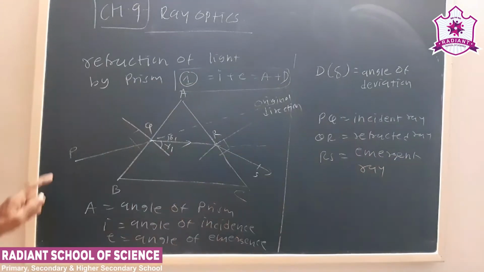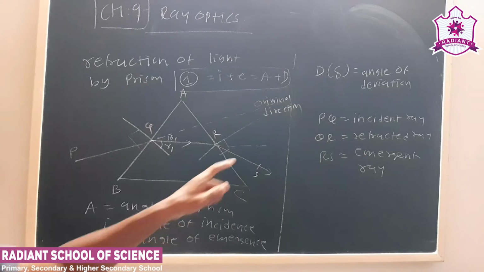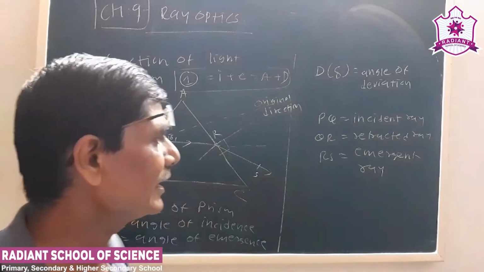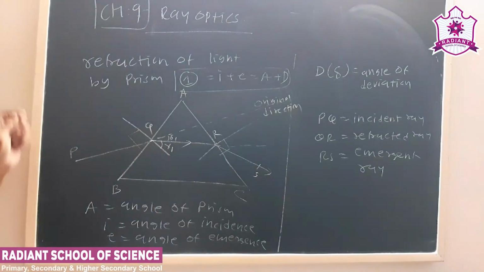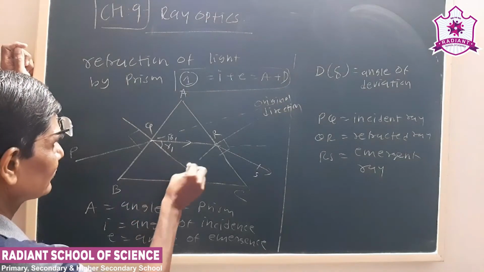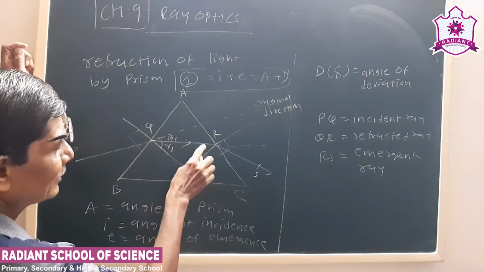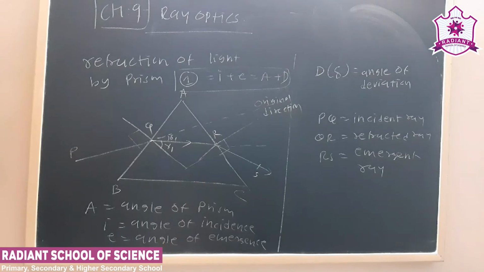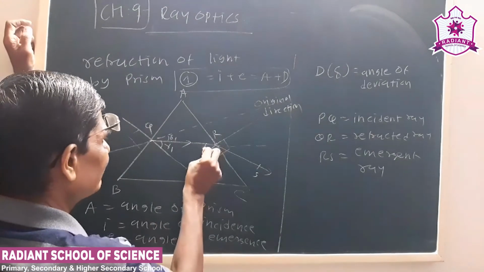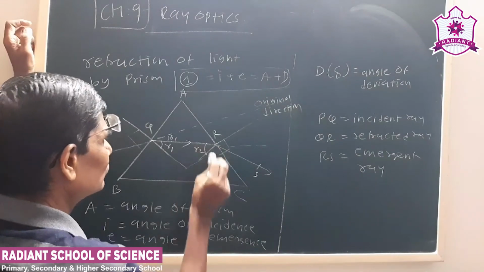So PQ is our incident ray, QR is our refracted ray, and RS is our emergent ray. Now what we can see here is that this will be the angle of incidence, but here the refraction is taken for the second time. That's why we call this angle R2.